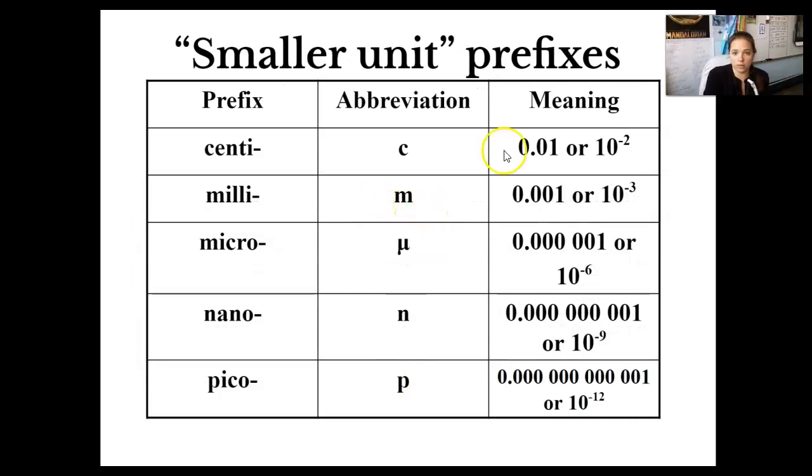These are the smaller ones. When it says 10 to the -2, that just means there are 2 zeros in front of the decimal, but there's a decimal in between the zeros and the 1. Hopefully you can get that on your calculator so you don't have too many issues. Make sure you have a scientific calculator. It helps a lot. You've got centi, milli, micro, nano, and pico, and you have all these numbers.